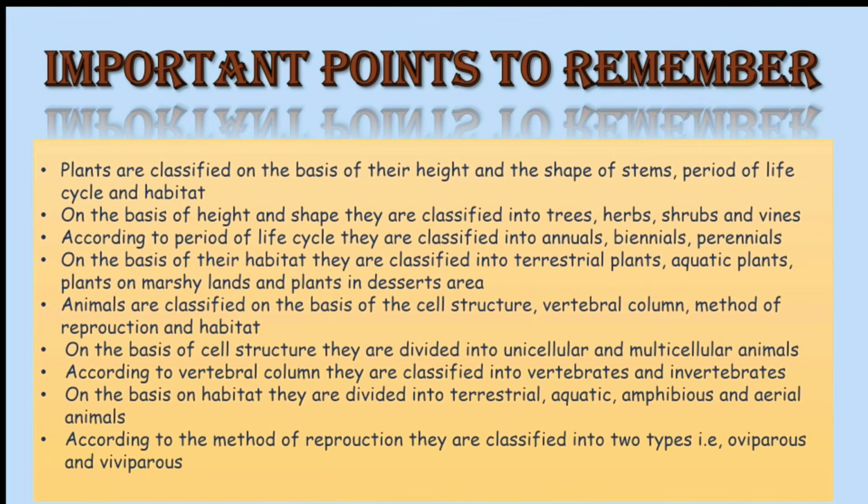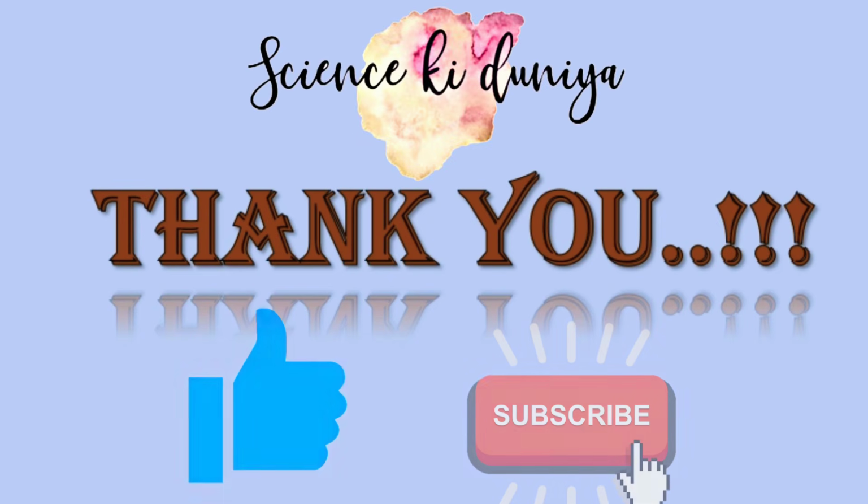Animals also are classified on the basis of cell structure, vertebral column, method of reproduction and habitat. On the basis of cell structure, they are divided into unicellular and multicellular animals. According to the vertebral column, they are classified into vertebrates and invertebrates. On the basis of habitat, they are divided into terrestrial, aquatic, amphibious and aerial animals. According to the method of reproduction, they are classified into 2 types, that is oviparous and viviparous.